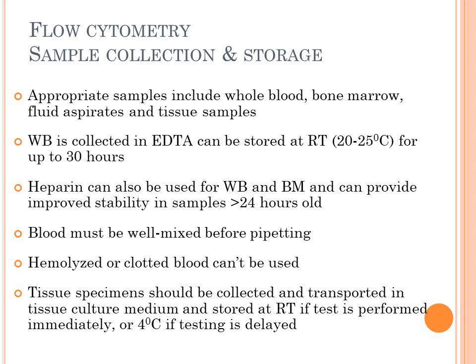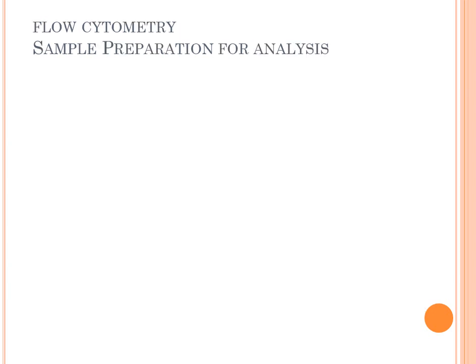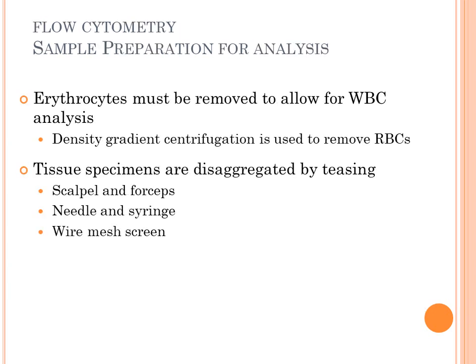They should be transported in tissue culture medium, stored at room temperature if they're going to be tested immediately, or put in the refrigerator at 4 degrees if the testing is delayed. Specimens that contain a lot of red blood cells require that the red blood cells are removed to allow for the white cell analysis. In other words, the red cells are in the way at that point, and we need to get rid of them. Currently, density gradient centrifugation is used to remove those red blood cells.